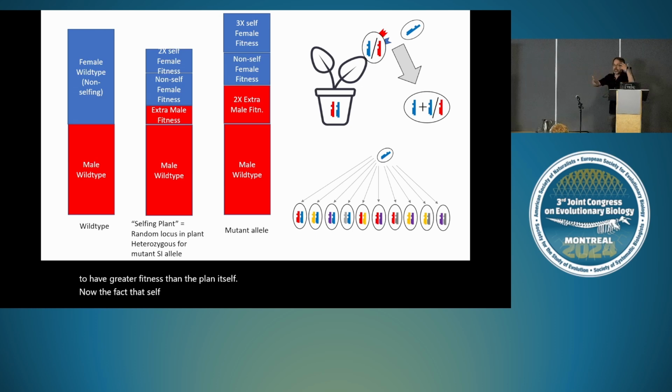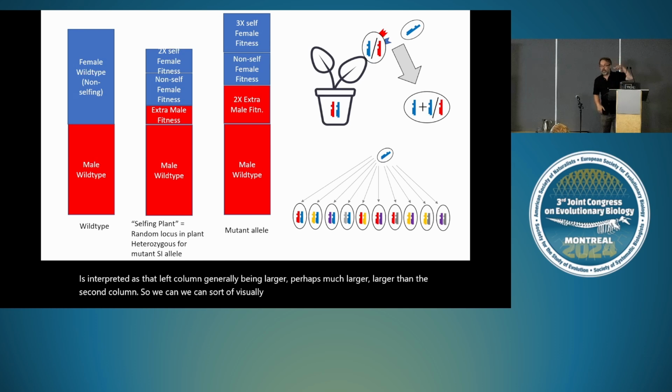Now, the fact that incompatibility is maintained is interpreted as that left column generally being larger, perhaps much larger than the second column. So we can visually imagine that the left column starts really big and it fluctuates around, whereas the second and third column stay in the same point. As it fluctuates and happens to come down due to ecological changes, it's going to hit the third column before it hits the second column because it's higher.